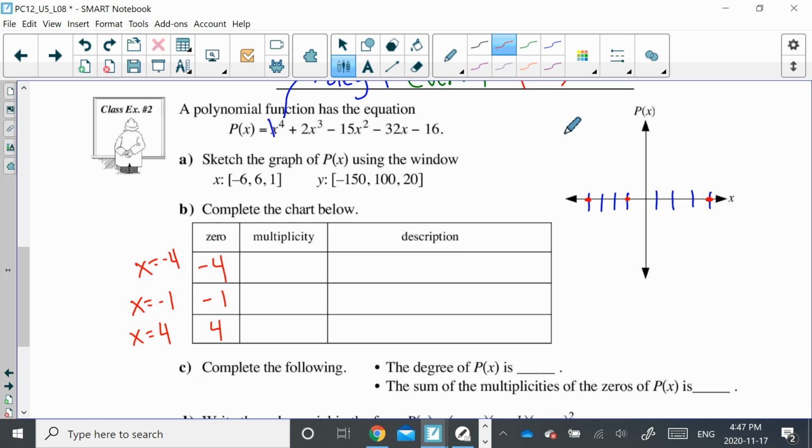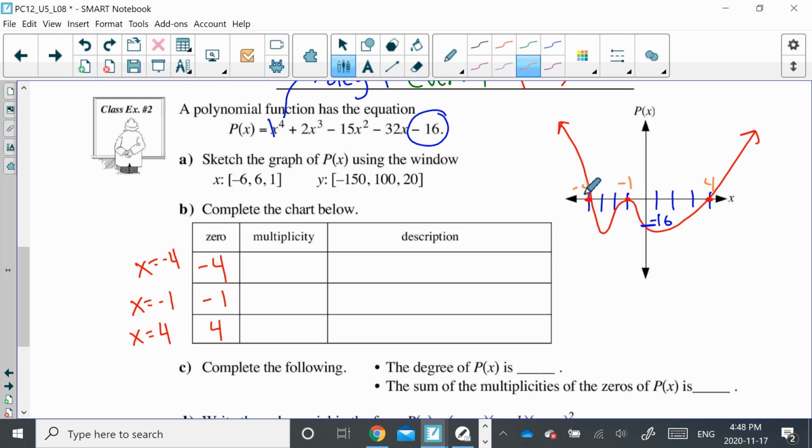So what this would be, my graph is going to cut through this. It's tangent to this, and it's going to cut through this. This is my y-intercept, which is negative 16. So that guy there would be negative 16. I'm just going to put my zeros in. This one was negative 4, this one was negative 1, and this one was 4.